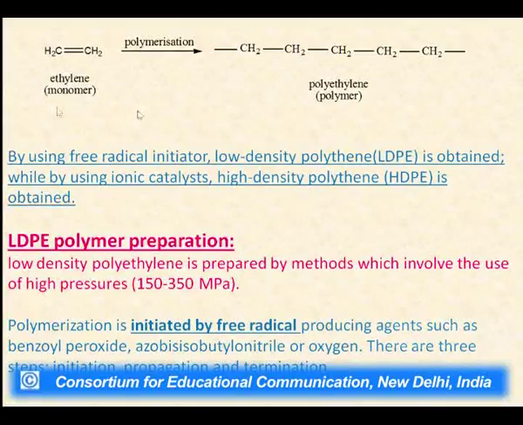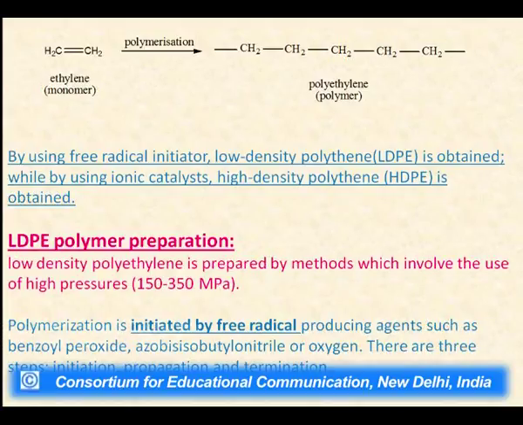This is the equation of how ethylene polymerizes to make polyethylene. This is the ethylene monomer. It polymerizes via the addition polymerization mechanism we have already discussed, and then it converts into a polymer. Now, by using free radical initiators, low density polyethylene is obtained, while if we use an ionic catalyst, then we will get high density polyethylene.